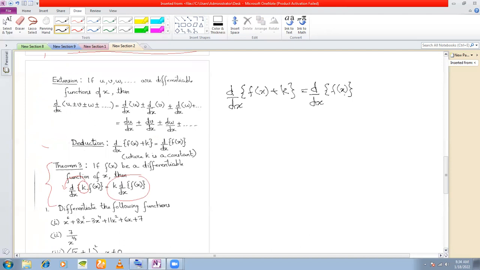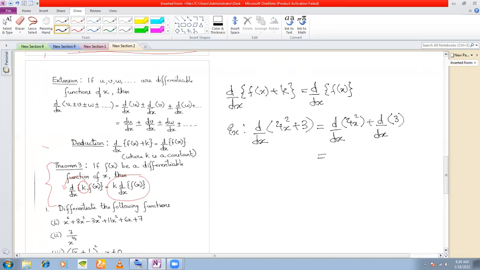Okay, now what does this mean? Let's say I have d/dx of 4x square plus 3. How do I differentiate this? I distribute the differentiation over the two. So d/dx of 4x square plus d/dx of 3, right?